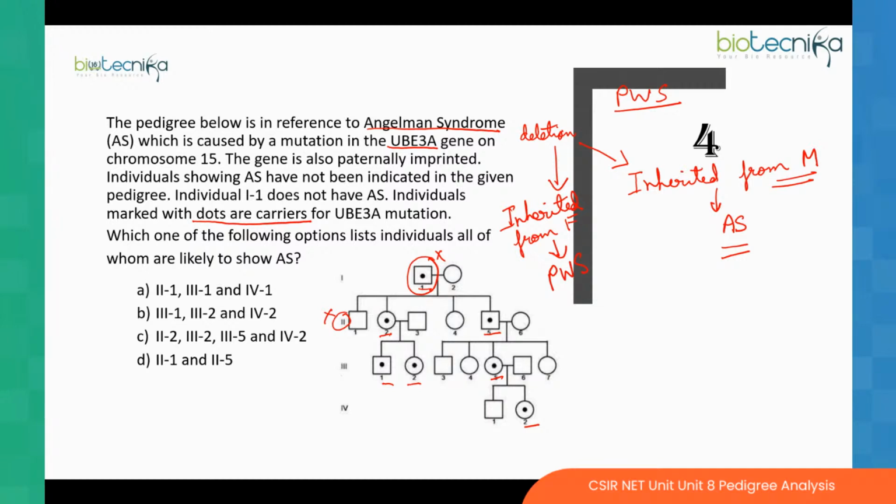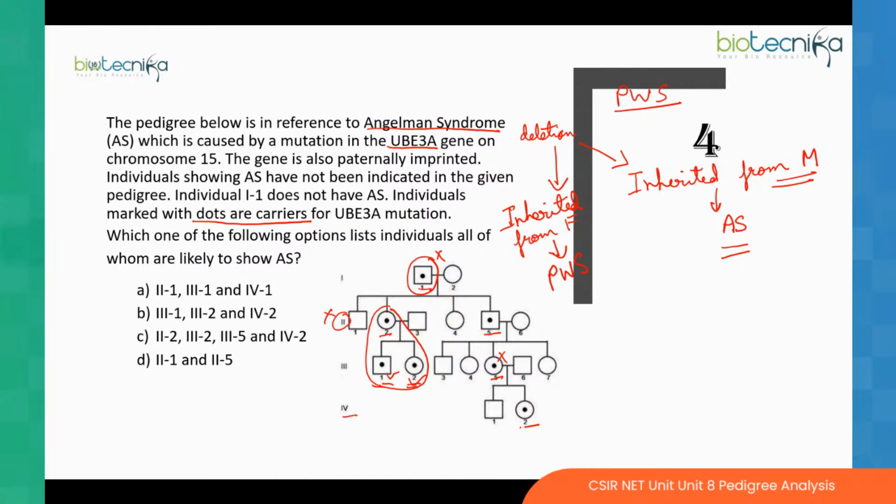What about in third generation? Now in third generation, 3 1 and 3 2 are getting the mutation from their mother, who is 2 2. So 3 1 and 3 2 can have Angelman syndrome. But what about 3 5? 3 5 is a female, but she is getting it from father. So will she have Angelman syndrome? No.